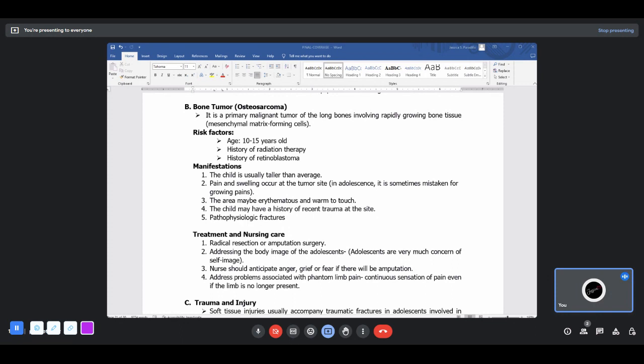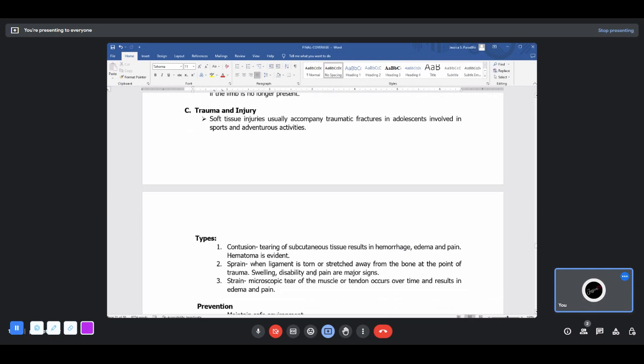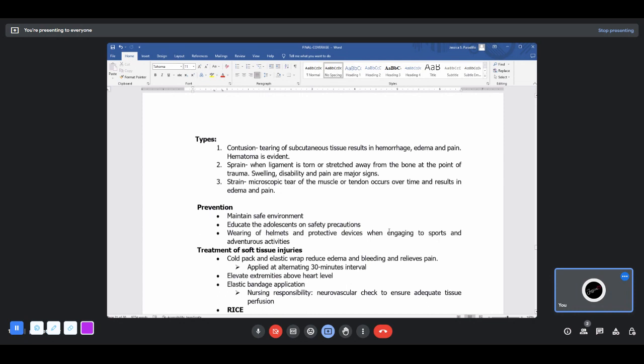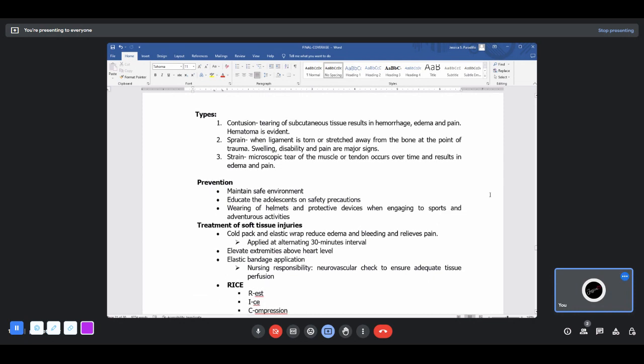Okay, next one, we have the trauma and injury. For the trauma and injury, soft tissue injuries usually accompany traumatic fractures in adolescents involved in sports and adventurous activities. So we have types: contusion, sprain, and also strain. For the contusion, ito yung mga bruises or pasa-pasa. Tearing of subcutaneous tissues results in hemorrhage. There is bleeding, and edema, and also pain. Pamamaga and yung pain, masakit.